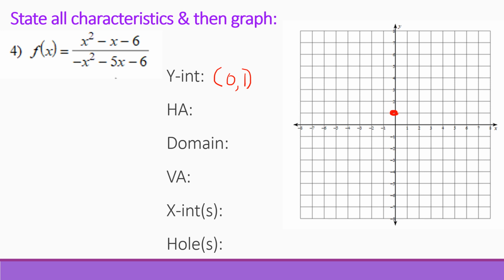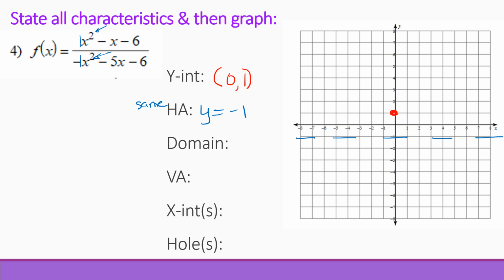And for that, I'm looking at the degree of the numerator and the degree of the denominator. They are both the same, raised to the second power. So now I'm going to look at those leading coefficients. 1x squared divided by negative 1x squared. 1 divided by negative 1 is negative 1. So my horizontal asymptote is y equals negative 1. I'm going to sketch that horizontal asymptote as I go.